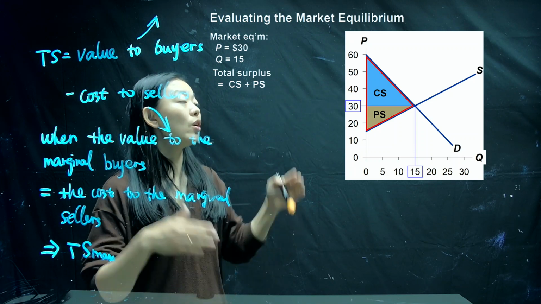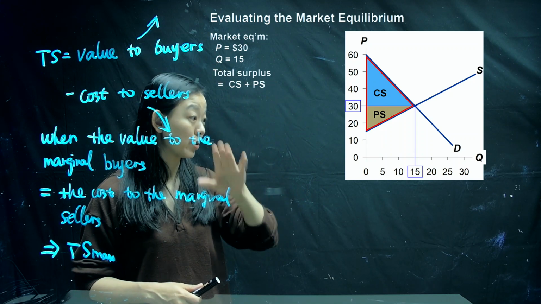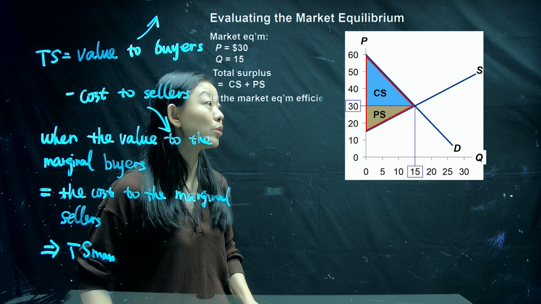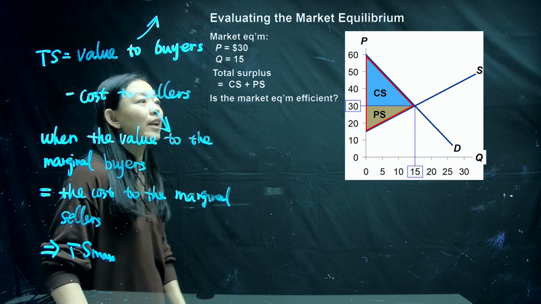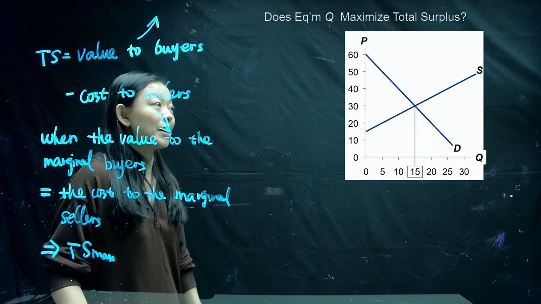So you can see from this graph, the big triangle, including consumer surplus and producer surplus, measures our total surplus, right? And is the market at this point efficient? We might discuss it, okay?